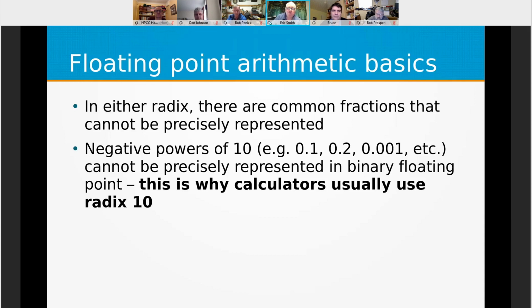From a numeric analysis point of view, it doesn't matter so much whether those are exact or not. But if you punch in 1 divided by 10 on your calculator, you really probably want to see 0.1 and not some other approximation of that, like 0.099999.